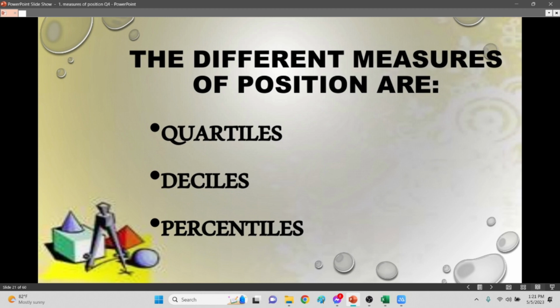It is divided into 4 equal parts. Okay? So we have here the four quarters: first, second, third, and fourth quarters.